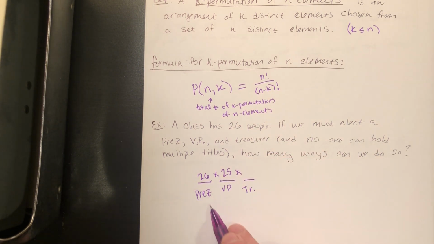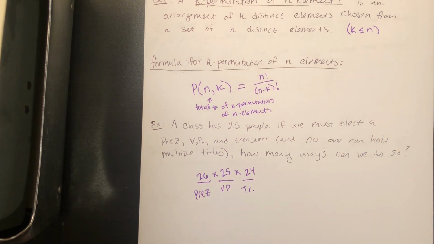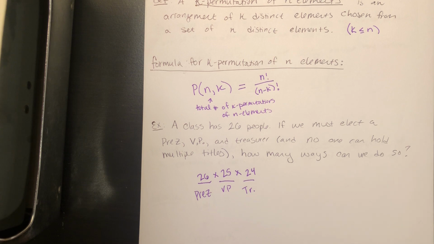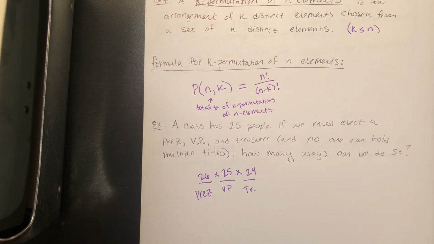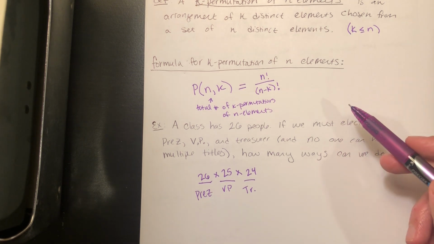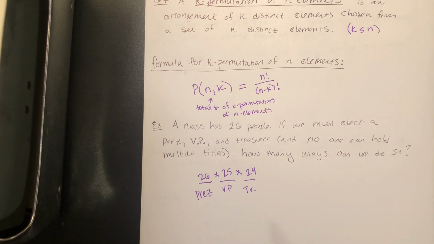Having chosen those first 2, now we only have 24 people left to choose from for the treasurer. So extending this using the multiplication principle, there's going to be 26 times 25 times 24 ways to choose a president, a vice president, and a treasurer. What does this really mean in terms of permutations? Well, out of the 26 people in the class, we're choosing 3 of them to distinguish as title holders, and we care about the order that they're chosen, right?